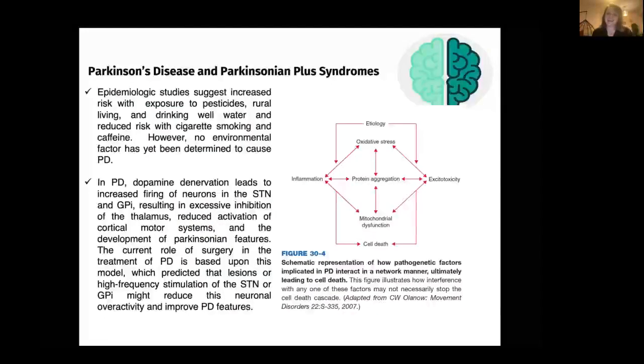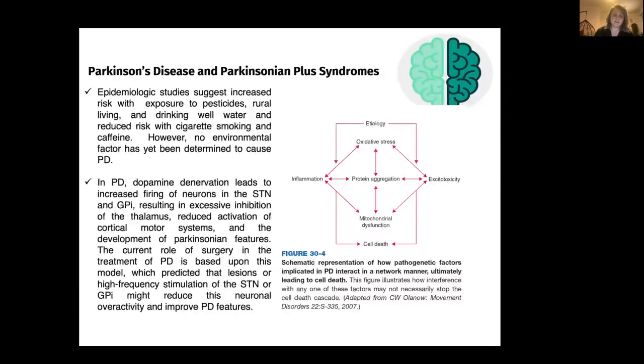Now, to understand Parkinson's pathophysiology and risk factors better, there have been epidemiological studies that previously suggested an increased risk of Parkinson's with exposure to pesticides, people living in rural areas, and drinking well water. So these were pointed to as possible risk factors for patients developing Parkinson's. On the other hand, they observed that cigarette smoking and caffeine can actually reduce risk. However, no environmental factor has been determined to cause PD.